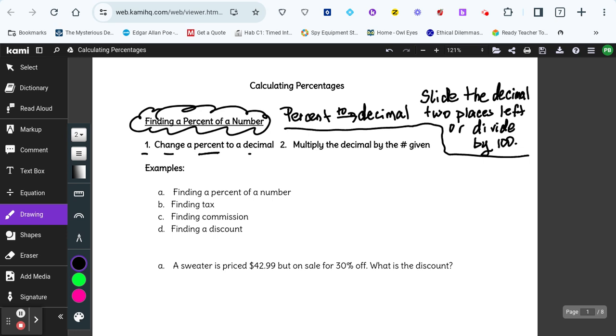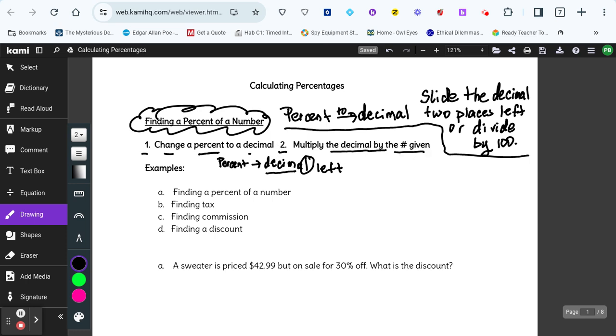I always remember, if you're going from percent to decimal, you look at what you're going to. So we're going to a decimal, and decimal has an L in it. L for move the decimal to the left twice, okay? All right, and after you change your percent to a decimal, number two, multiply the decimal by the number given.